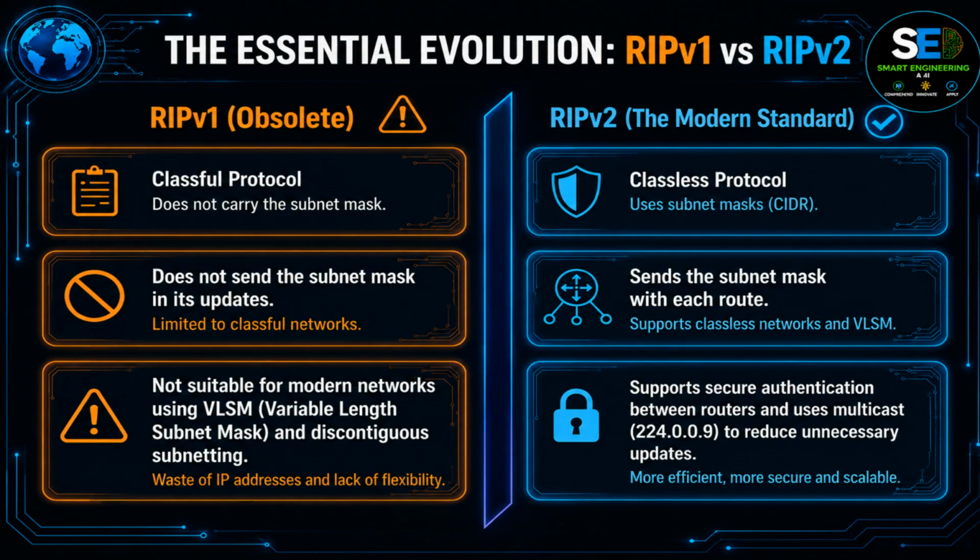RIP-v2 was created to solve these problems. Unlike RIP1, it is a classless protocol. It includes the subnet mask with every route advertisement, allowing full support for CIDR and VLSM. RIP-v2 also introduces authentication between routers and uses multicast communication instead of broadcast, making the protocol more efficient and secure. In summary, RIP-v2 is faster, smarter, and far better adapted to modern enterprise networks.